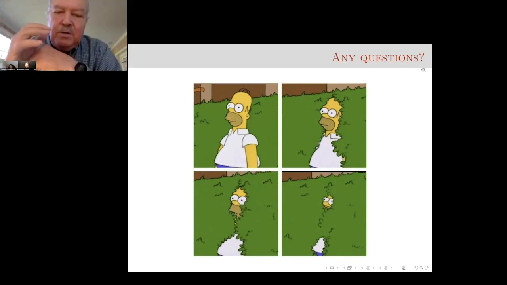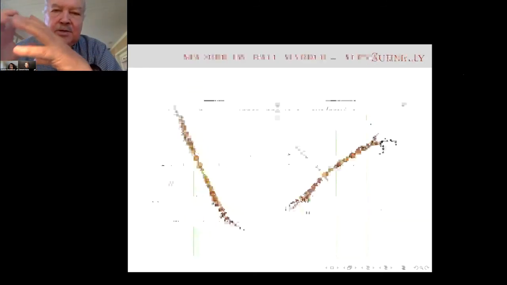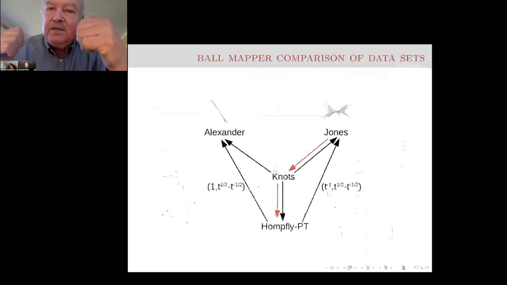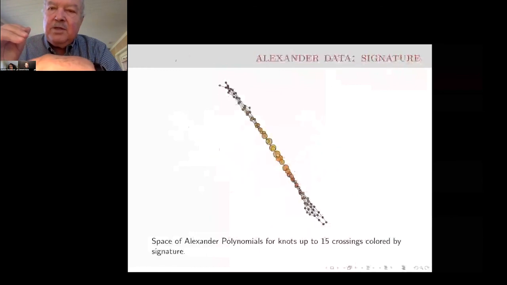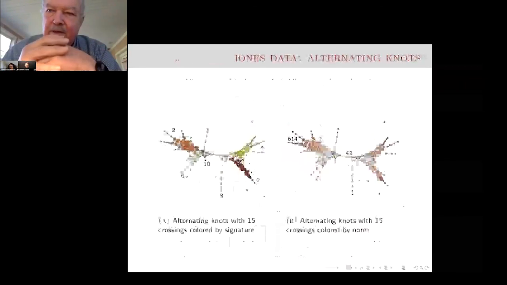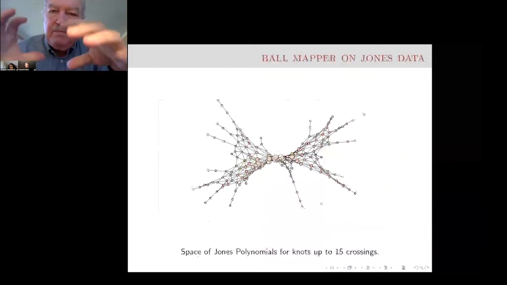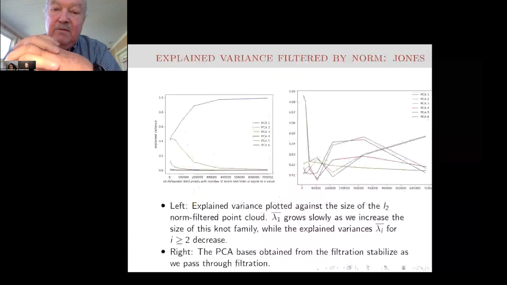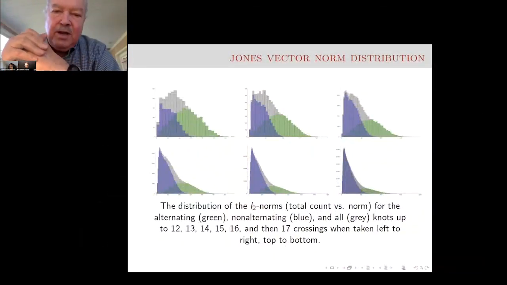Radmila, I had a question about those Ball Mapper pictures. In those pictures, the non-alternating knots are sort of down in the middle, and the spikes are all alternating knots. And of course, if you stratify by crossing number, non-alternating knots are going to take over. There are a lot more of them than there are of alternating knots. So do you think that would be the same, that even at very high crossing number the spikes will always be alternating?